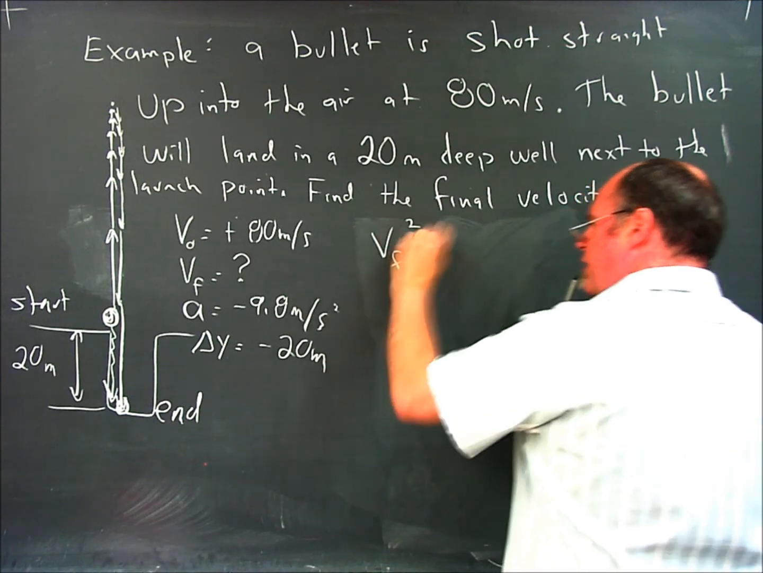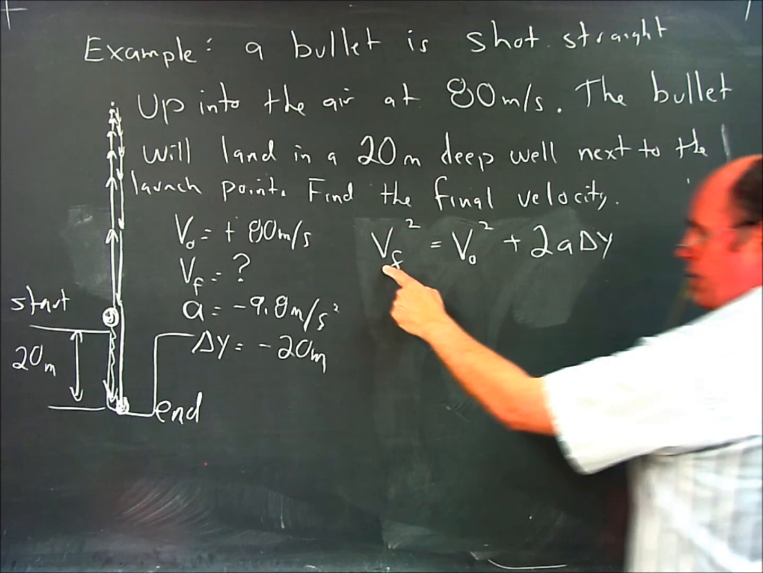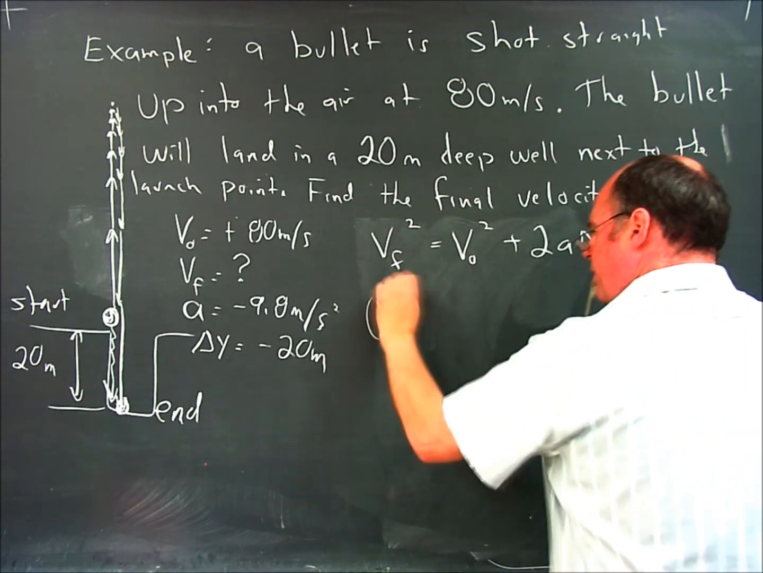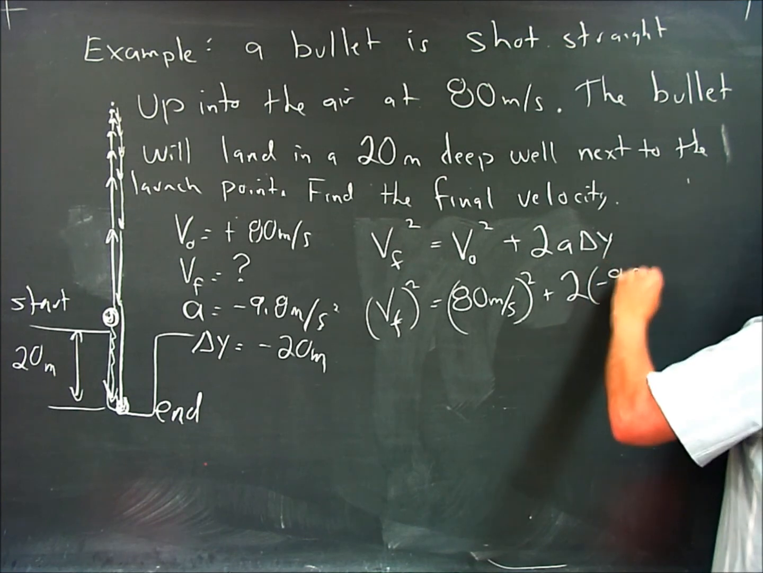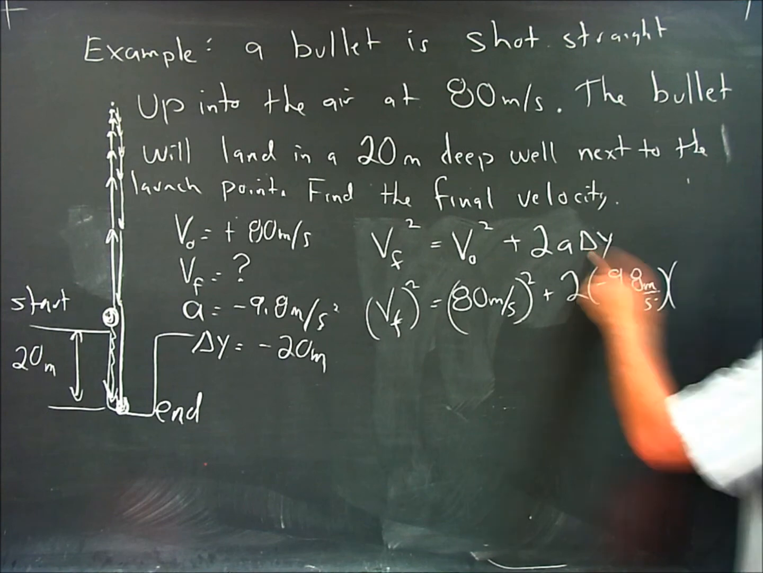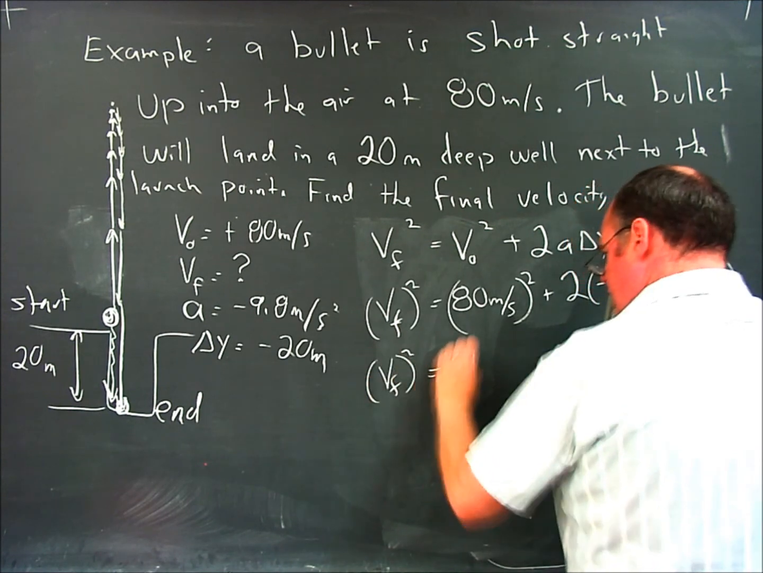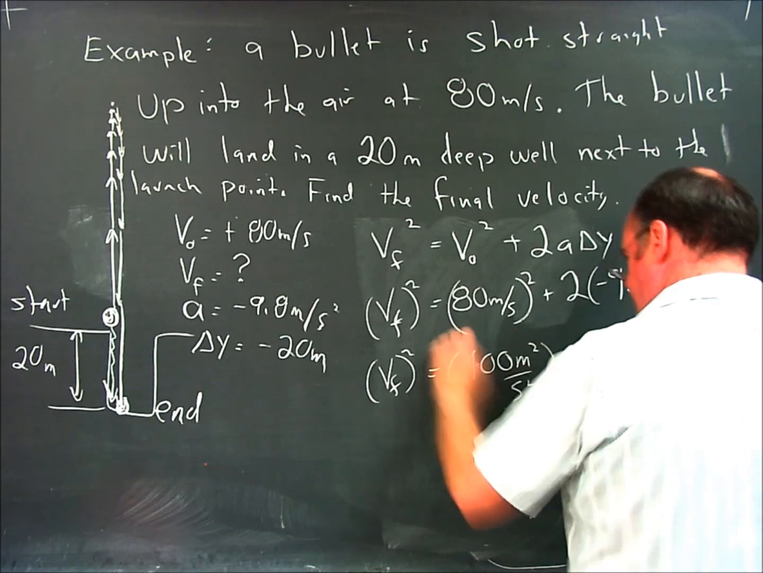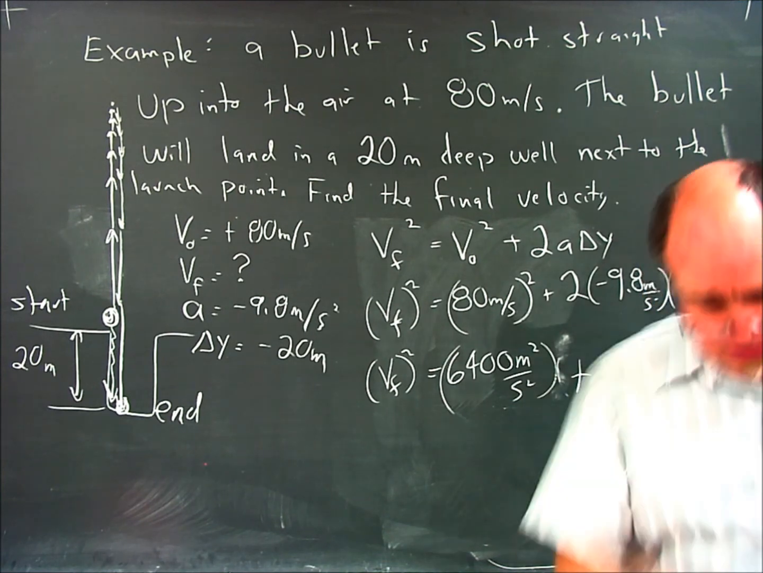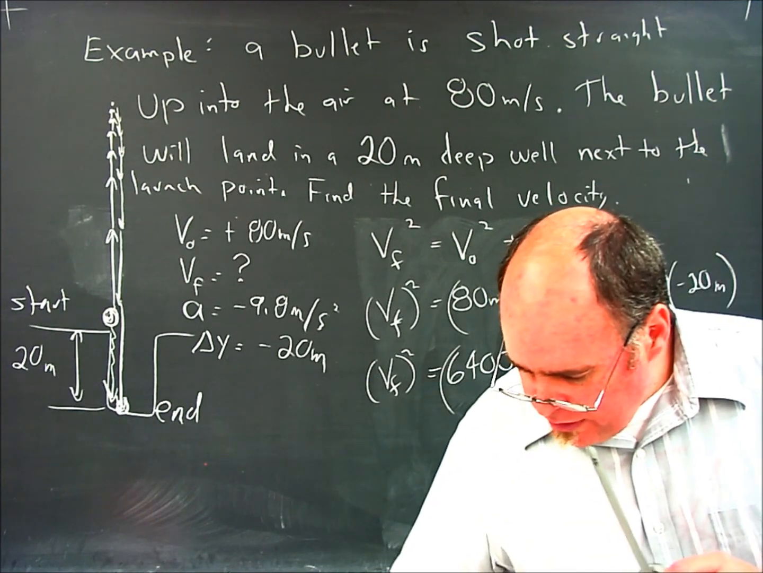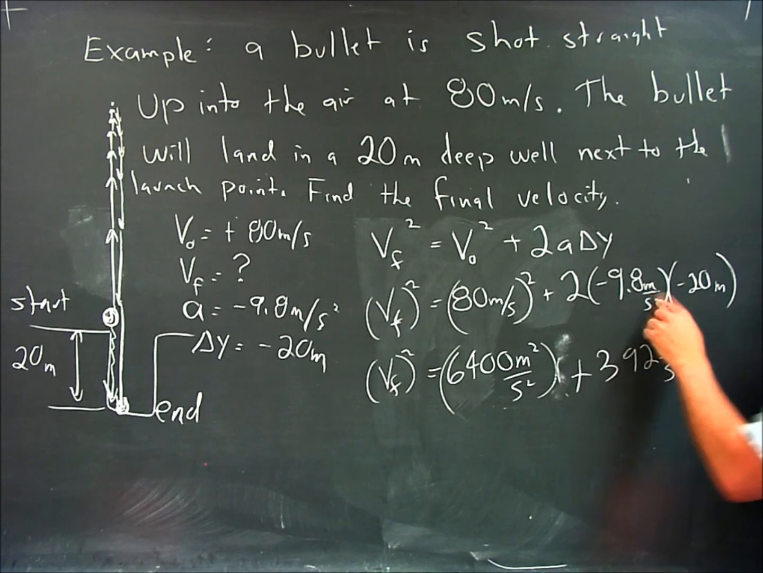V final squared equals V initial squared plus 2 times a times delta y. I know everything there except V final. So I'll say V final squared equals V initial, 80 meters per second, I've got to square it, plus 2, a is negative 9.8, and delta y is my displacement in the y direction, negative 20. So V final squared equals, this is 6400 meters squared per second squared, plus 392. So this is 2 times negative 9.8 times negative 20, which is 392. This is plus 392 meters squared per second squared.